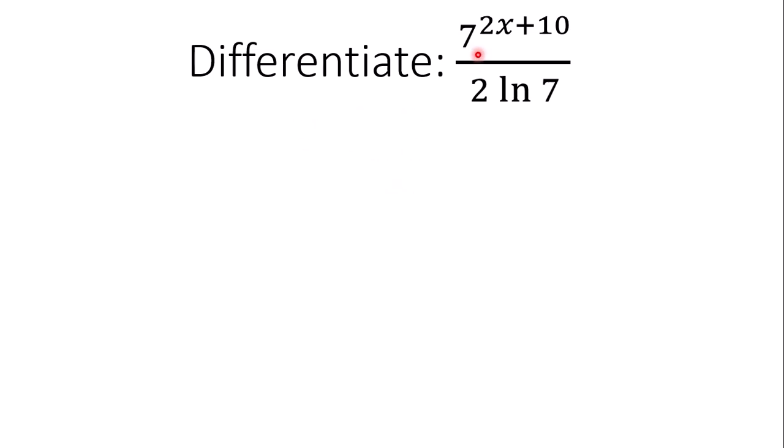Differentiate 7 raised to the power 2x plus 10 divided by 2 ln 7.